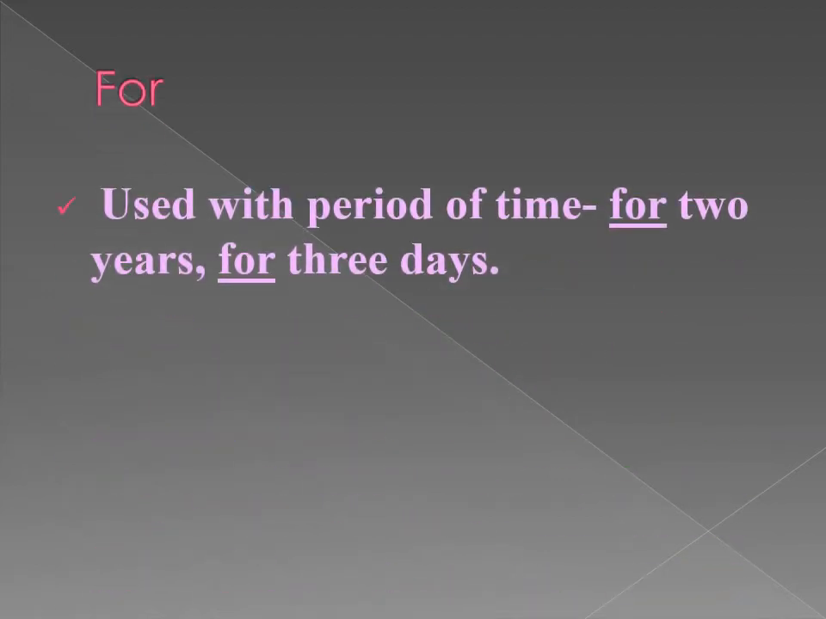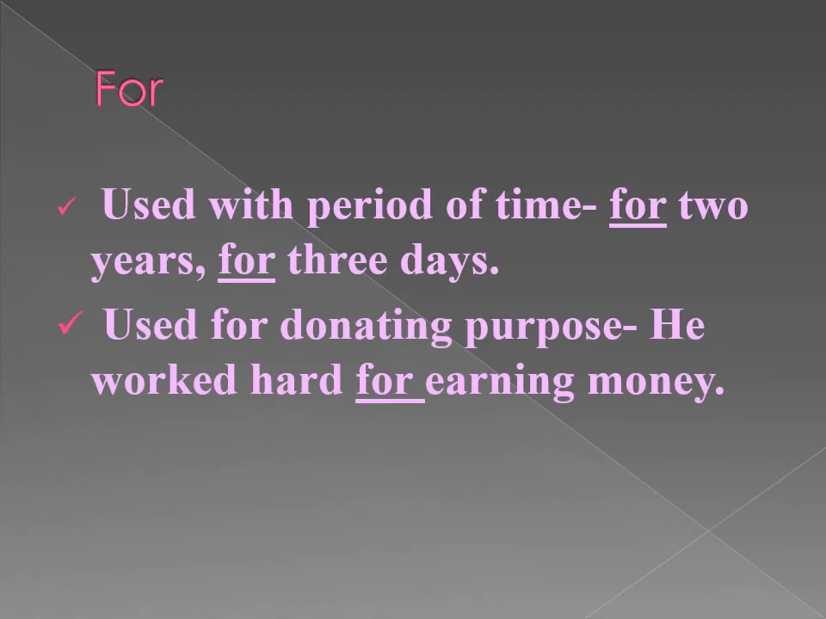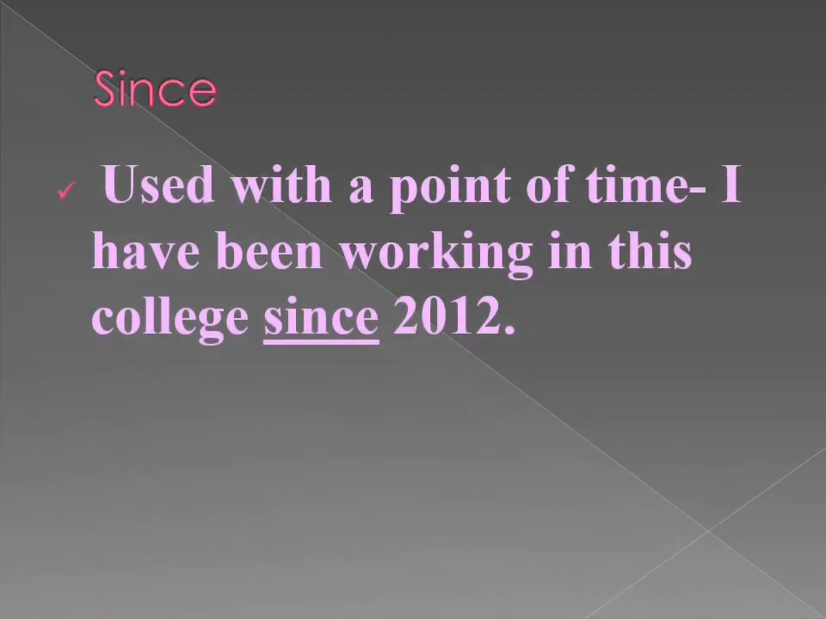Uses of the preposition for. Used with period of time. For example, for 2 years, for 3 days. Used for denoting purpose. For example, he worked hard for earning money. Uses of the preposition since. Used with a point of time. For example, I have been working in this college since 2012.